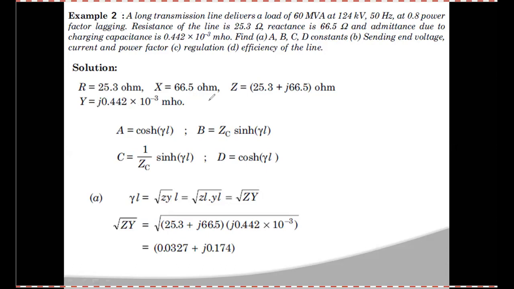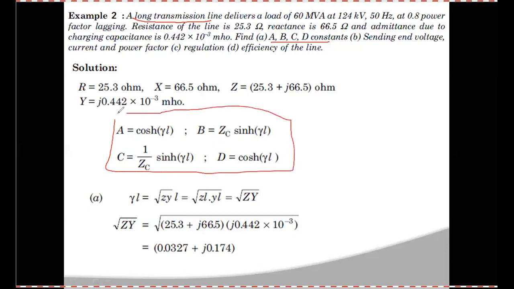Now you have to calculate the ABCD constants for your long transmission line. The analysis of a long transmission line is generally done using the rigorous or exact solution method. In that, the ABCD constants are these: A is equal to D, which is equal to cosh gamma L, B is Zc into sinh gamma L, and C is 1 by Zc into sinh gamma L.